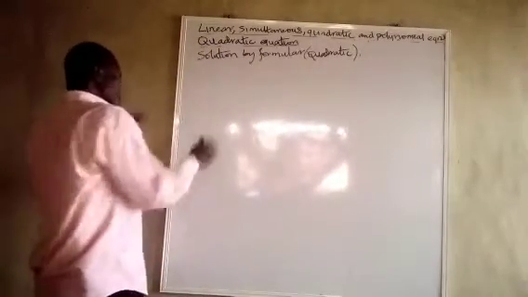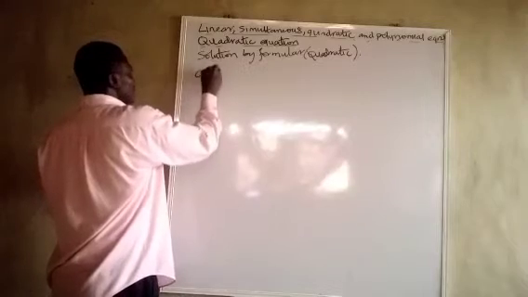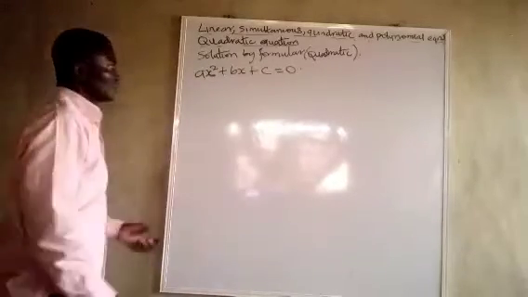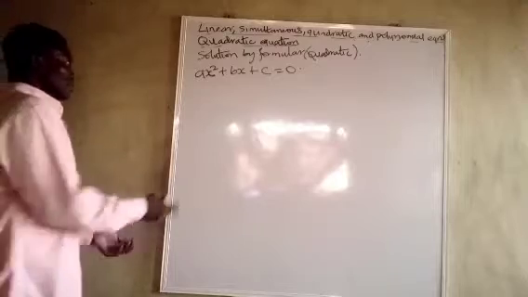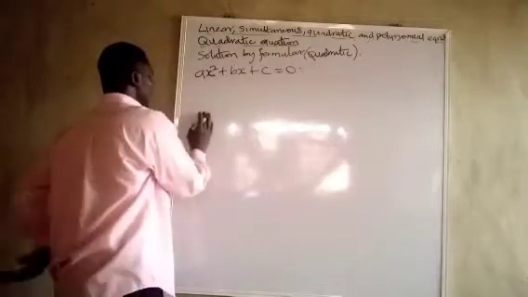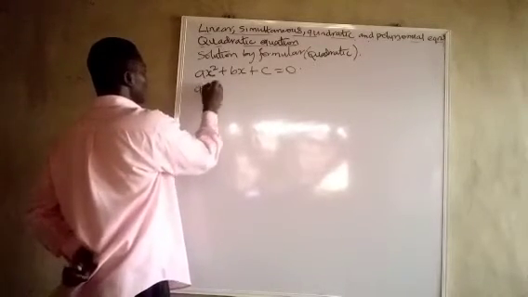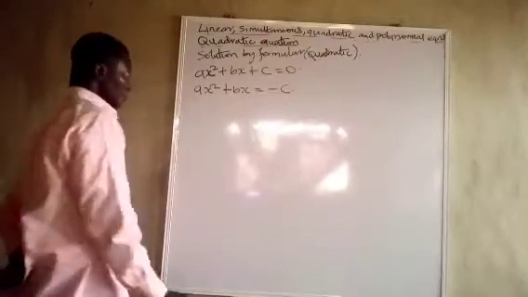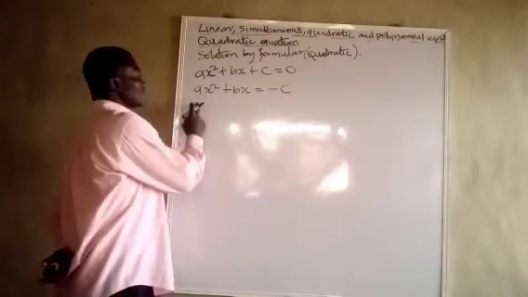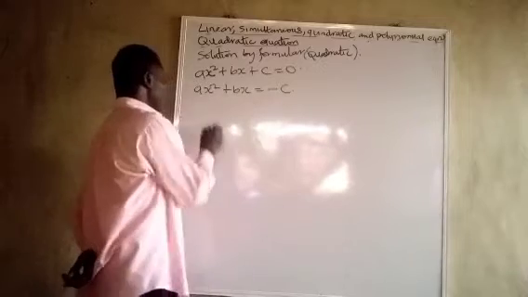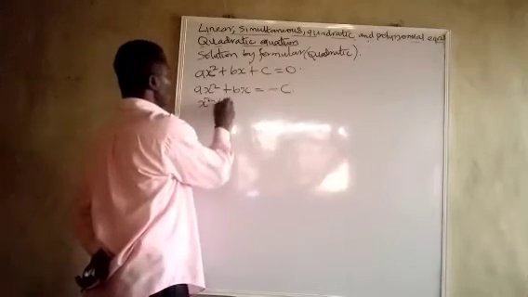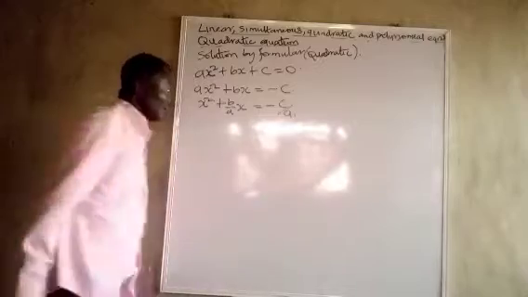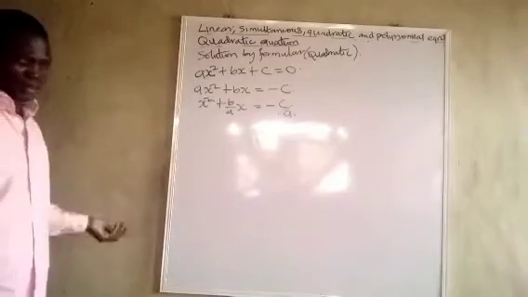We have an equation like this: ax squared plus bx plus c equals 0. Now, like we said, if you want to complete the square, what do you do? You move this to the other side, and that will be ax squared plus bx is equal to minus c. Then the next thing is to divide through by a. So we have x squared plus b over a x is equal to minus c over a. After this, complete the square, just like what we did in completing the square.